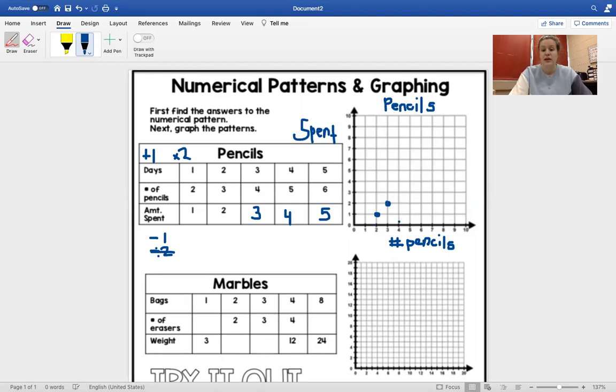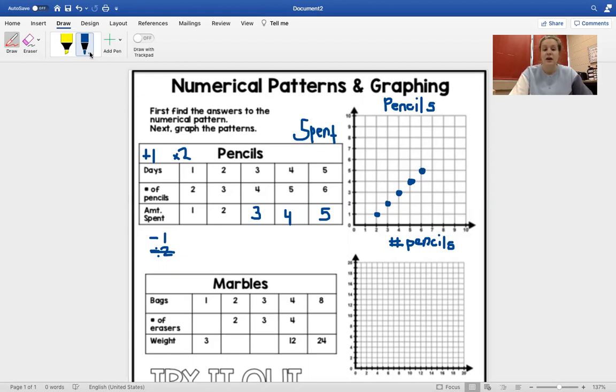Then we have (4, 3), so we move over to 4 and jump up to 3. Then we have (5, 4), so we go over to 5, jump up to 4. Then we have (6, 5), so we move over to 6 and jump all the way up to 5.